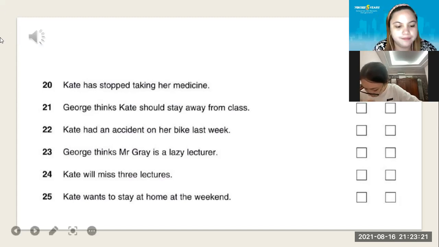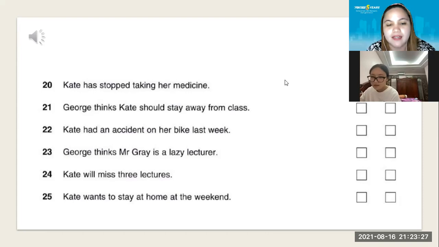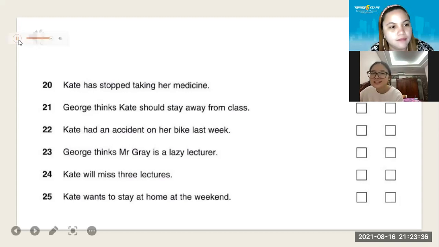That is the end of part 4. So now let's answer number 20. Kate has stopped taking her medicine. What is it, A or B? You now have some time to check your answers and copy them onto the answer sheet.